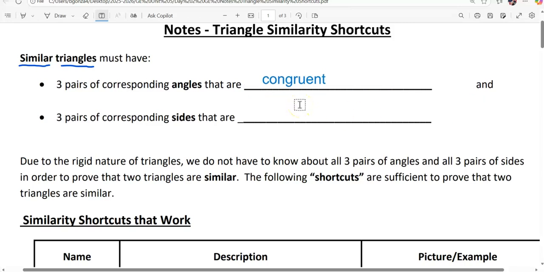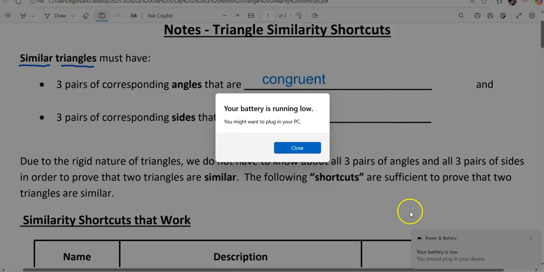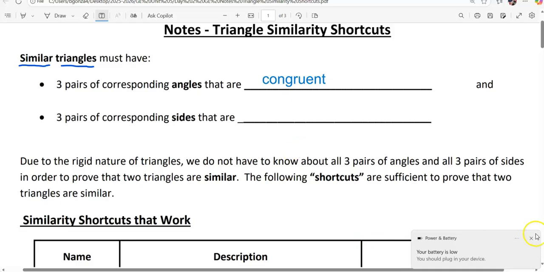And the sides. Do y'all think the sides are going to be congruent? No. Okay. Otherwise, they would be congruent triangles altogether. Okay, here we go. So, it's not that everything is congruent. For similarity, only the angles are congruent. The sides are actually not congruent.